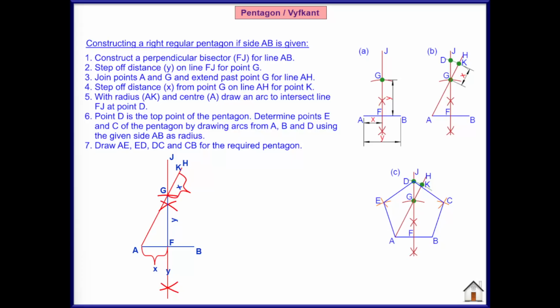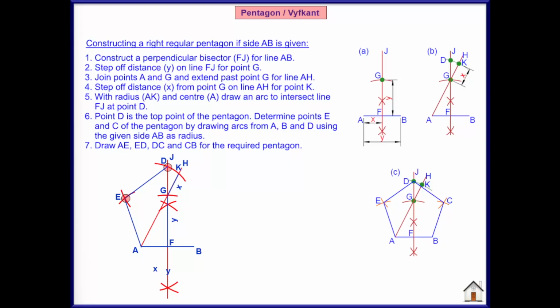Our next step in our construction is with radius AK and center A, draw an arc to intersect line FJ at point D. Point D is the top point of the pentagon, and determine point C and point E of the pentagon by drawing arcs from A, B and D using the given side AB as radius. So point D will be my top point. I will then take my side length from D, make an arc in space, and then from A, take my side length and make an arc in space. And that will be my point E, which is the left side of my pentagon.